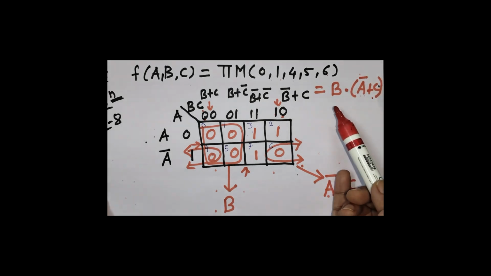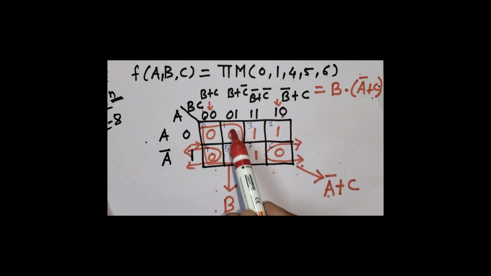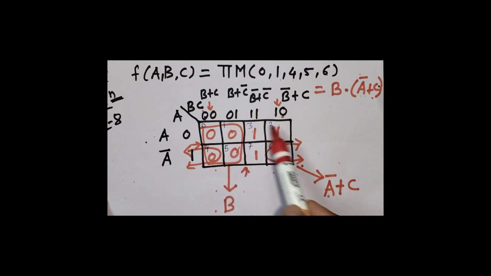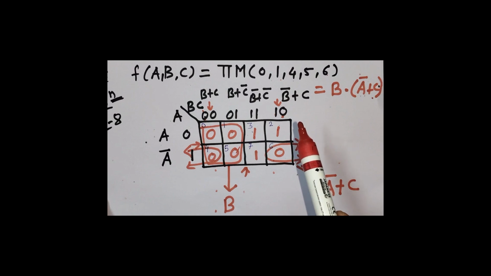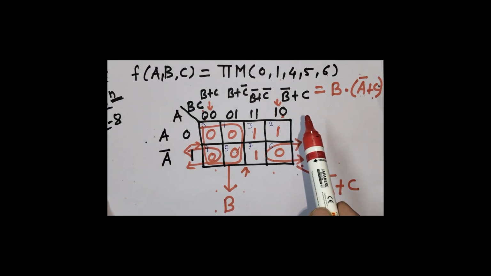For these max terms, the equation is B into A bar plus C. See, if I want equation in sum of product form, then instead of making groups of zeros, I'll simply make groups of ones, and then I'll get my equation in sum of product form.